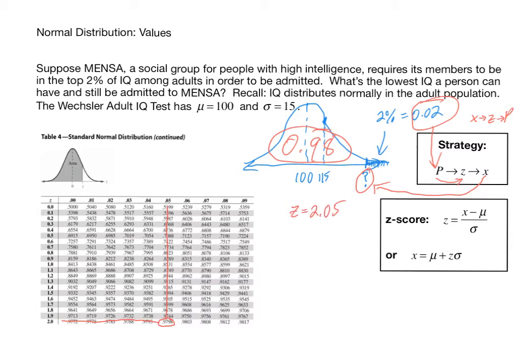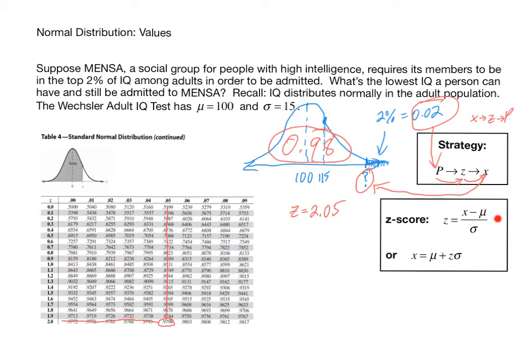Now we need to go to the final step from z to x. And to get from z back to the raw data value x, we need to use the z-score formula. But instead of using the z-score formula in this form, we can multiply both sides of this equation by sigma and then add mu to both sides, and we get an equivalent equation that has the raw data value x isolated.